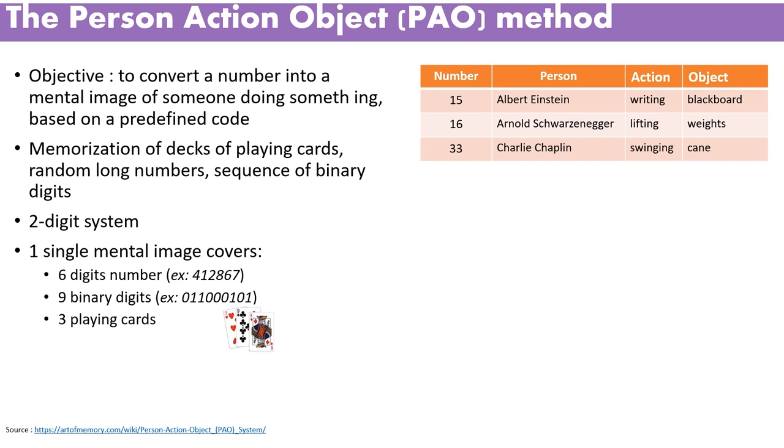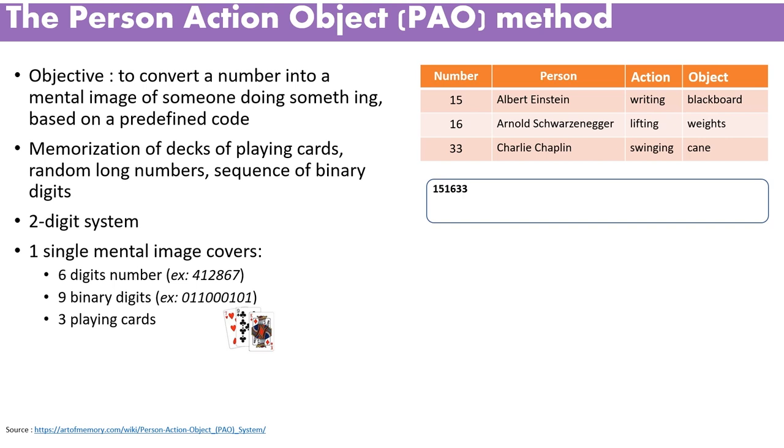For the number 15, the person is Albert Einstein. The action is writing and the object is a blackboard. For the number 16, the person is Arnold Schwarzenegger. The action is lifting and the object is weights. And for the number 33, the person is Charlie Chaplin. The action is swinging and the object is a cane.